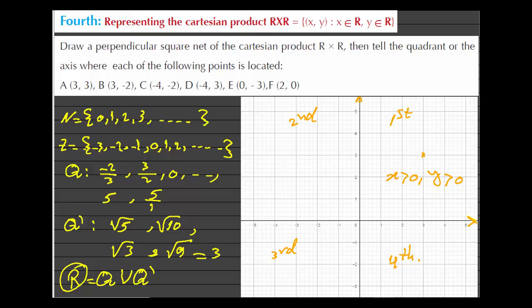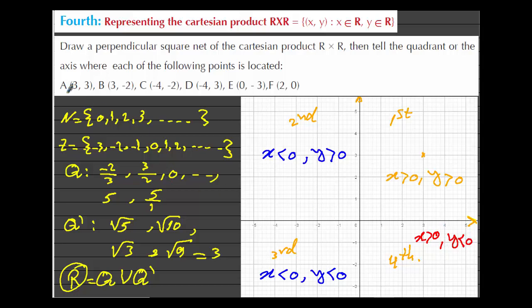In second quadrant, we have x is less than 0. Always x coordinate is negative, and y coordinate is greater than 0, is positive. In third quadrant, x is less than 0 and y also is less than 0. In the fourth quadrant, we have x is greater than 0 and y is less than 0.